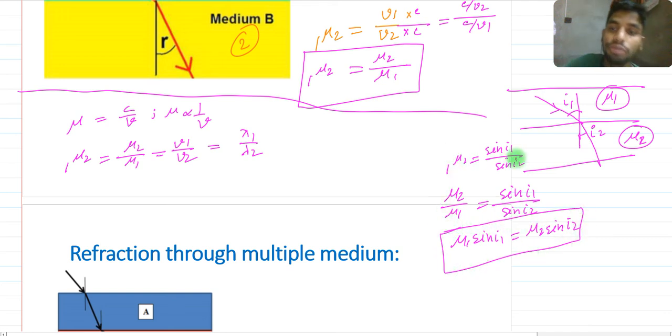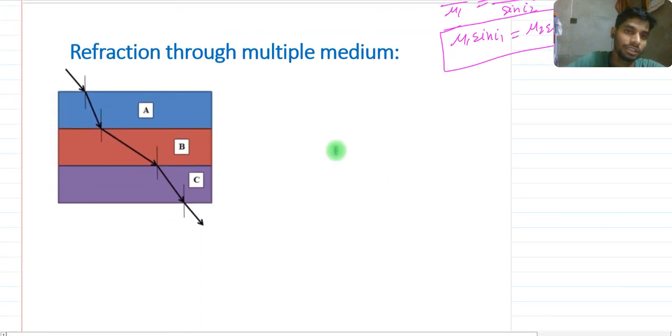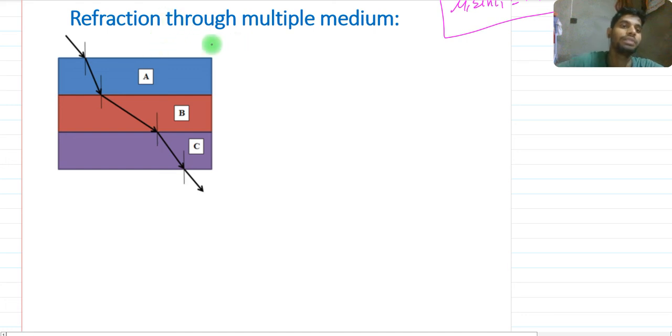Instead of 1μ2 equals sin i by sin r, this equation is more familiar than that. Because here the probability of accuracy will be greater, meaning to do a numerical problem correctly, this equation is better for that. Now see one application, refraction through multiple media.